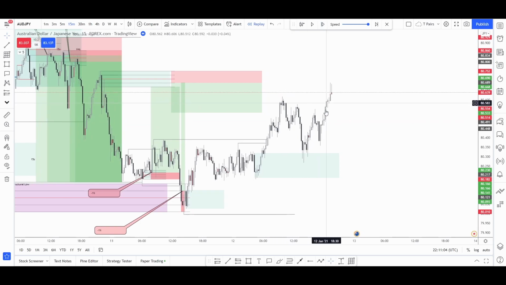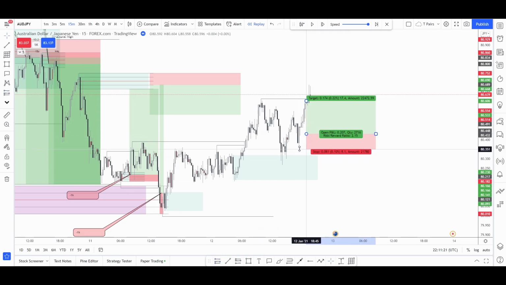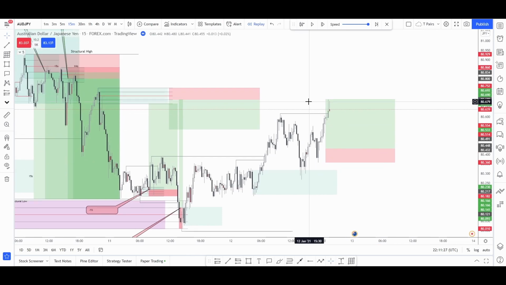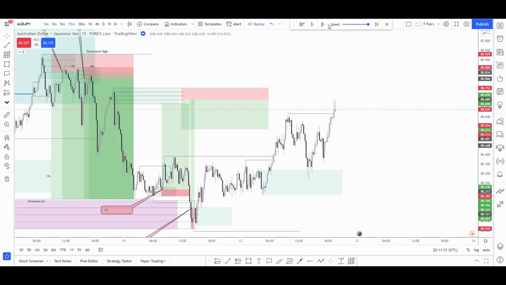So now that we've broken this little mini substructure again, we can be looking at potentially a pullback to, right, these have been mitigated, probably be looking at this one, but chances are you wouldn't get a good enough risk reward ratio, because I've already got it set in my mind that we're going to be reversing from here, and that's only a 3.5 to 1.